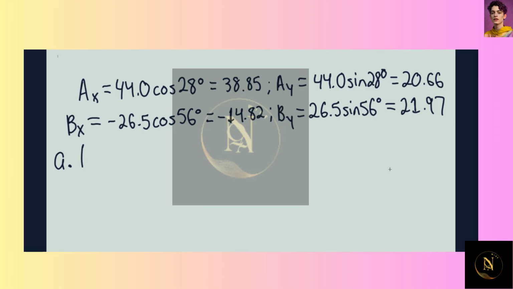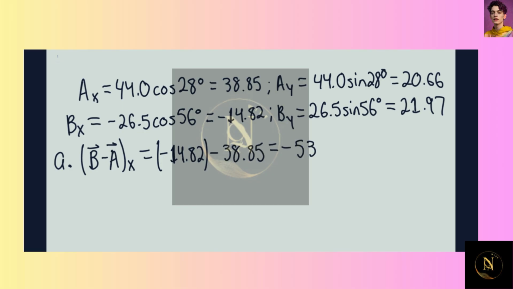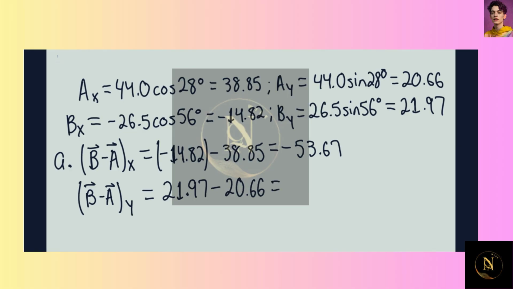So at this point for part A, when they want to find vector b minus vector a, the x component at least would be equal to negative 14.82 minus 38.85. This is giving us negative 53.67. And then the y component of vector b minus vector a would be equal to 21.97 minus 20.66. This is equaling 1.31.